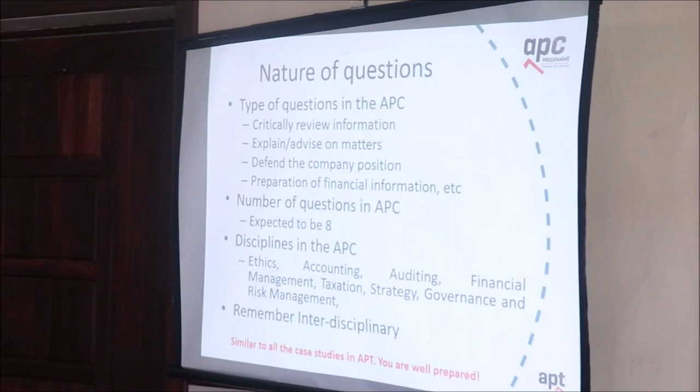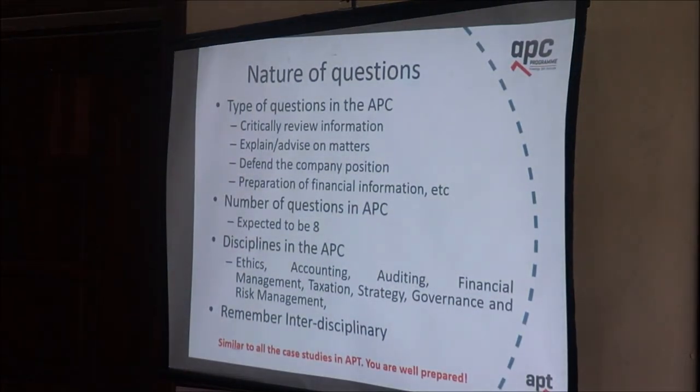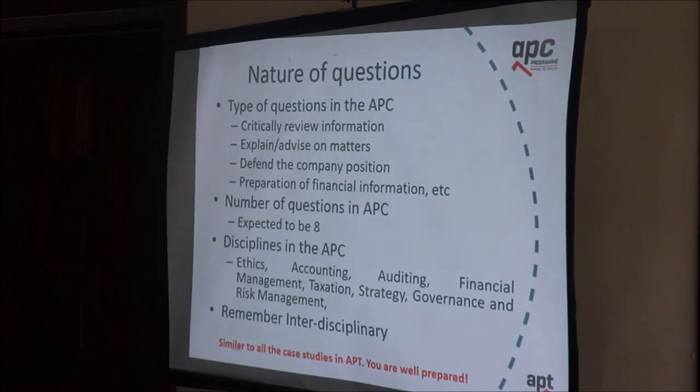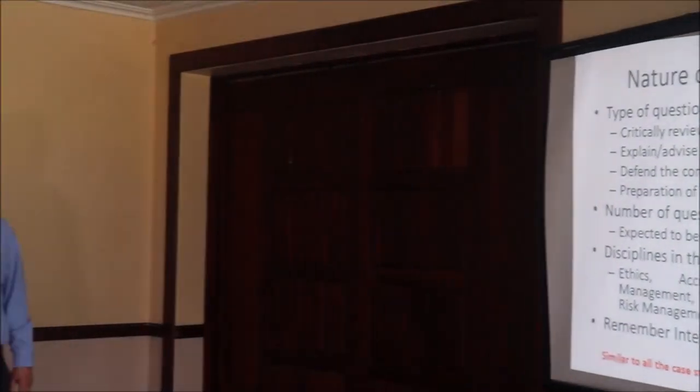Types of questions, we've spoken about that. Number of questions, we've been encouraging the institutes to think about maybe reducing the 8 questions to 7, but I'm not sure that we've been successful. So on the balance of probability, you're likely to see 8 again. Our argument is that with 7 tasks, you can assess competency as broadly as you can with 8 tasks. You don't need 8 tasks to do it.